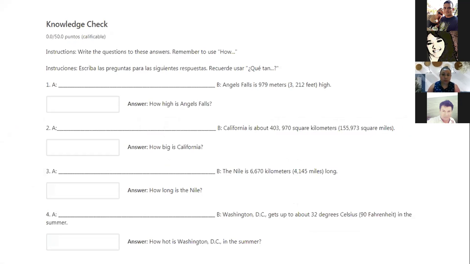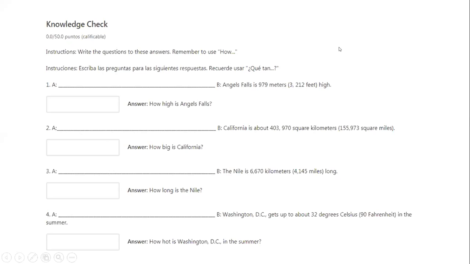Write the questions to these answers. Remember to use how, right? So, how high is Angel's Falls? Angel's Falls is 979 meters, which is equivalent to 3,212 feet high, right? High. Number two, how big is California, right? So California is about 403,970 square kilometers, equivalent to 155,973 square miles.